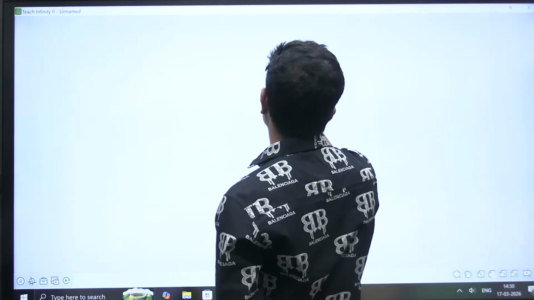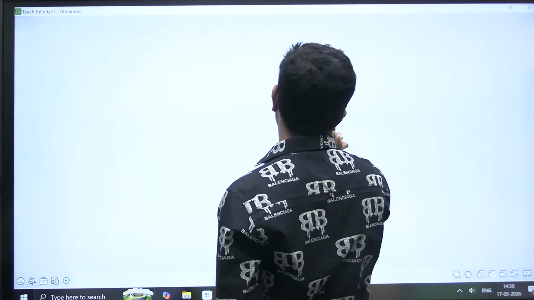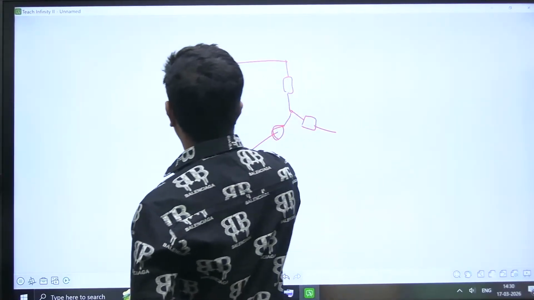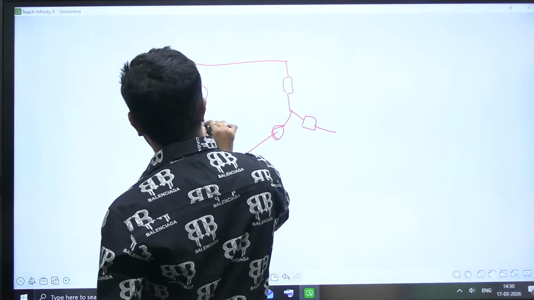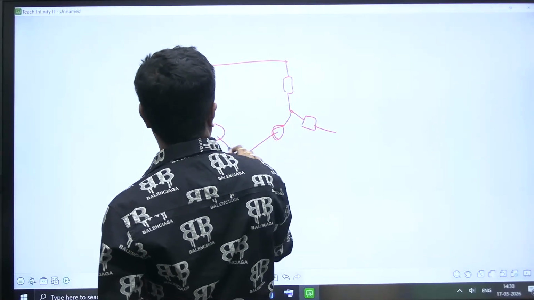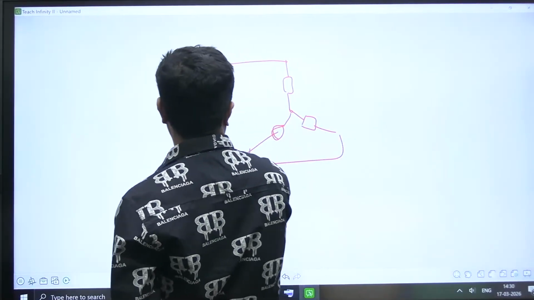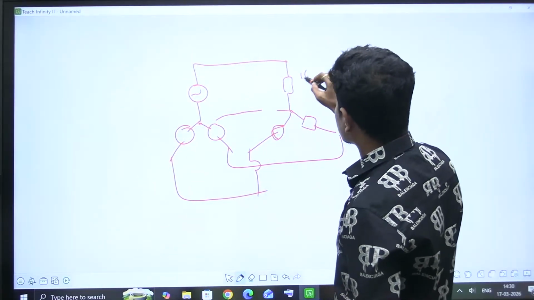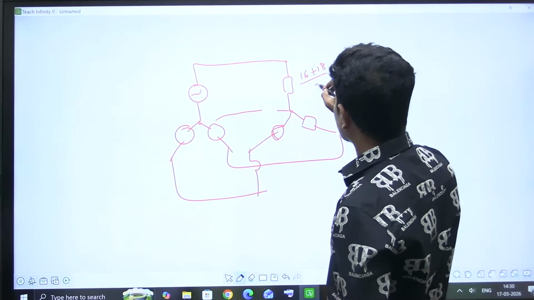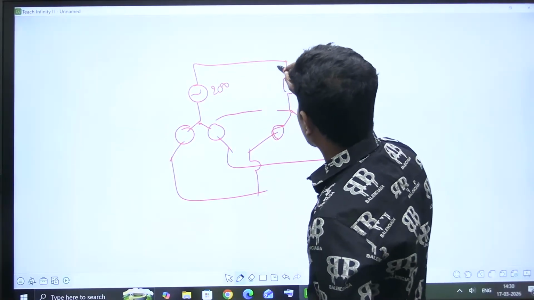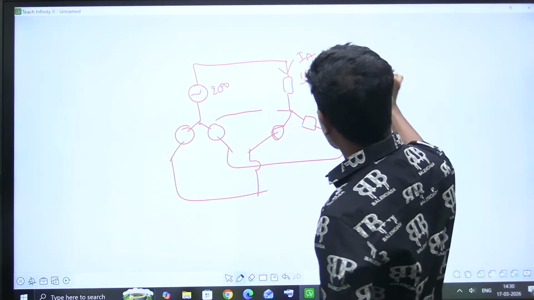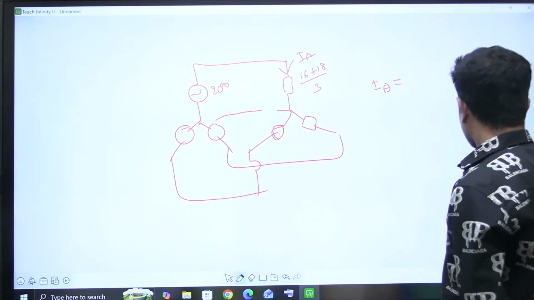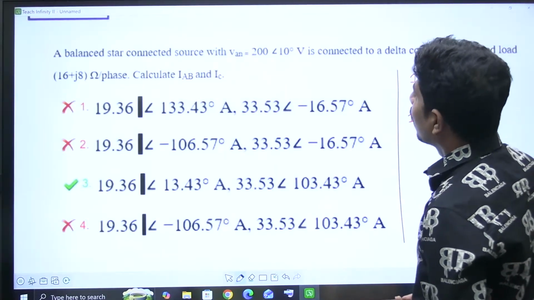So this is the impedance, this is the impedance, this is the impedance, right? Now the source is also star. The load is delta, but we converted that into star. As it is balanced, the neutrals are hypothetically connected. The impedance is (16 plus J8) by 3, and the voltage is 200. Now this current IA is equal to, right?